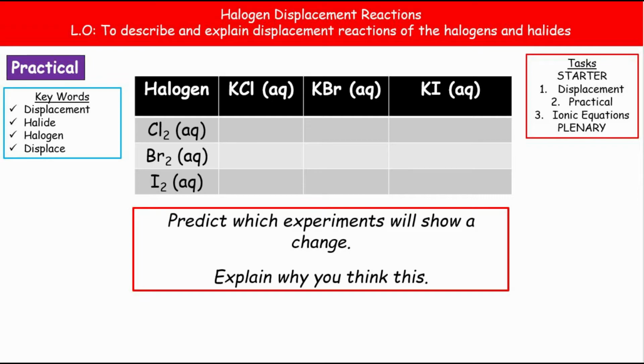Then we get some chlorine water, and again using a pipette, you add a few drops of the chlorine water to the potassium chloride, and we'd be looking for a colour change. We'd do the same thing with the potassium bromide and potassium iodide with our chlorine water. Once we've done that, we'll either put a tick or a cross in the box on our table, just to represent did we see a colour change or not.